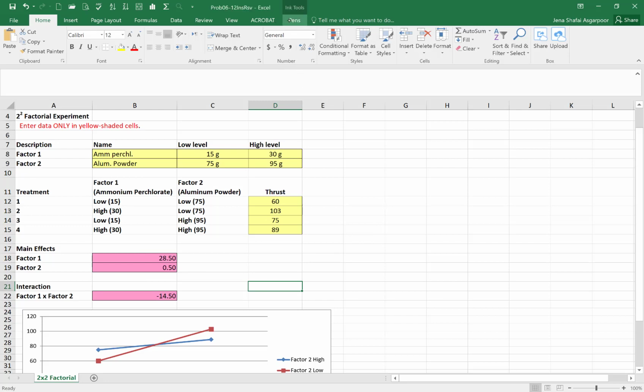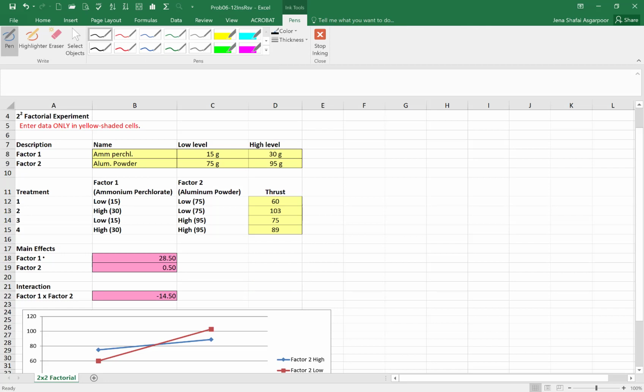Obviously, we can tell from the main effects. The main effects are the effects of the actual factors. So we can see that ammonium perchlorate has the highest impact on the response of thrust. But just because factor 2 is low doesn't mean that we should ignore it. The reason is that the combination of the two has a very strong interaction. So factor 1 and factor 2 are very strongly interactive together. So let's understand what that means.